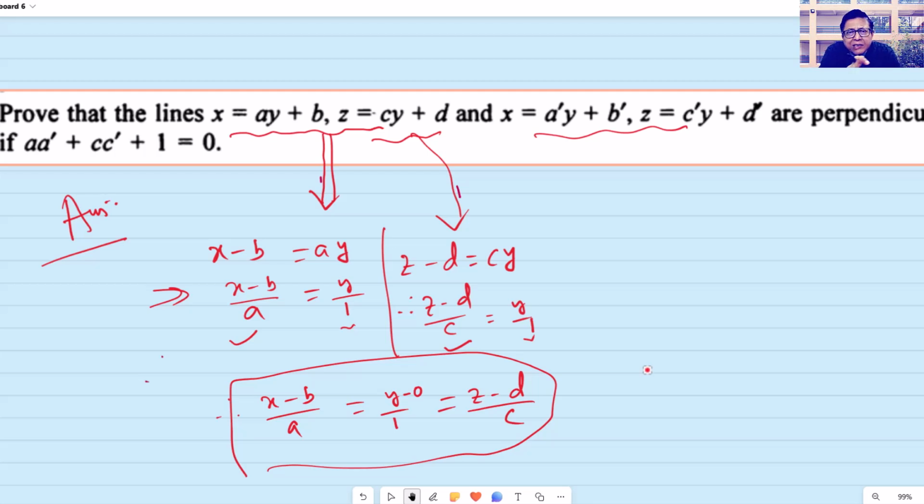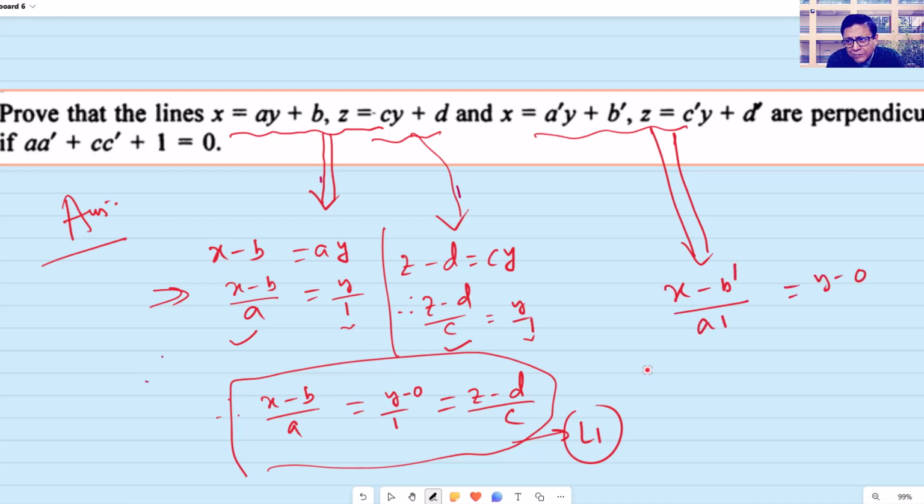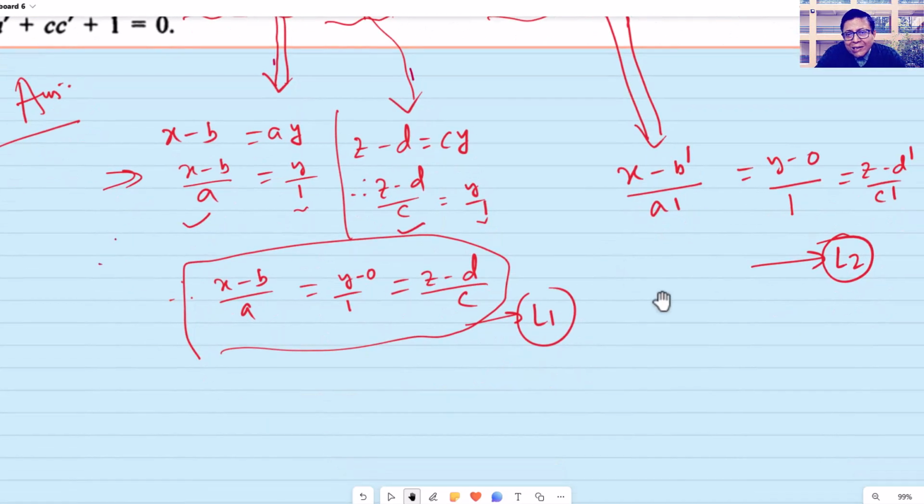Go for the second one. Is there any difference? No. Just a dash, b dash, c dash, d dash written in place of a, b, c, d. So if you try in the same manner, these two lines can be written, this is L1. This can be written as (x minus b dash) by a dash, (y minus 0) by 1. Clear? This is your L2. Direction ratios are a dash, 1 and c dash.